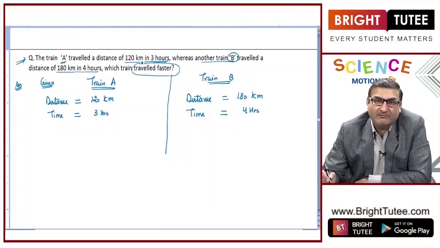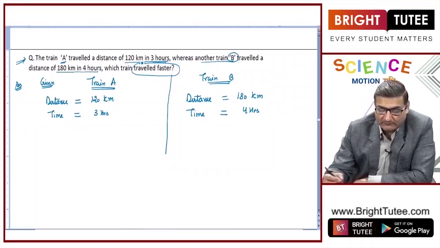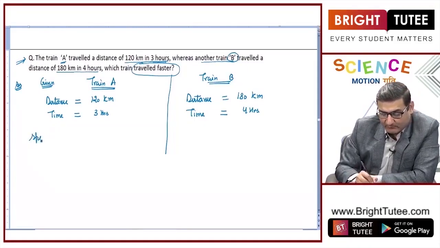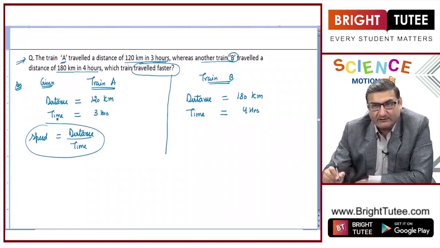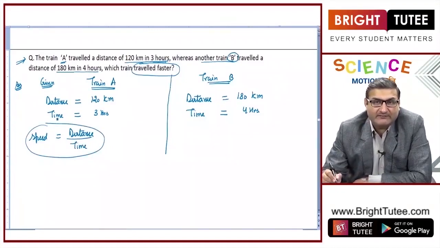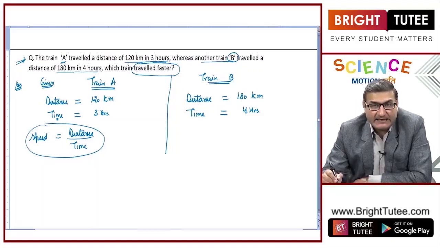Now, this is the actual question being asked of us, as to which train is travelling faster. If I need to know which train is travelling faster, I need to compare their speeds, right, the rate at which they are covering the distances. And for calculating speeds, I know the formula that speed is equal to distance upon time. So I'll take this formula and I'll calculate first of all the speed of train A, then I will calculate the speed of train B, and then I'll compare and the answer will be in front of me.